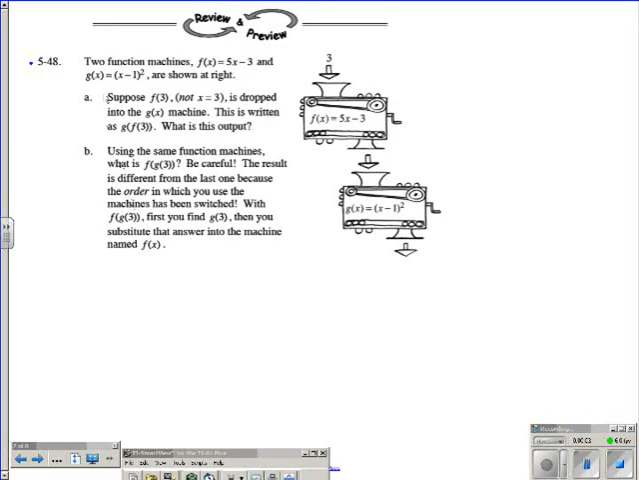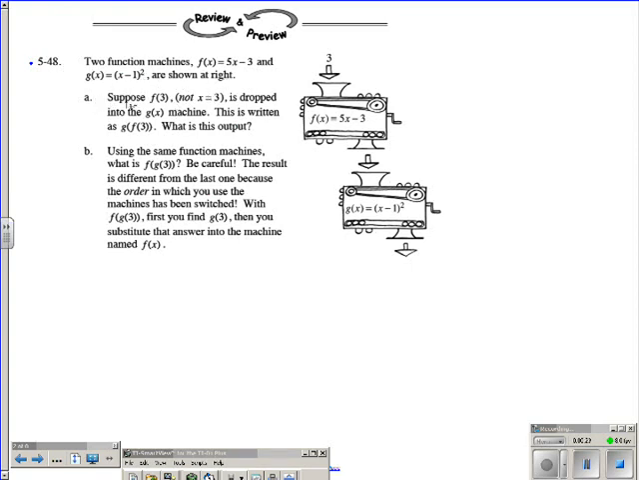Problem 548. Two function machines. The function f of x equals 5x minus 3 and g of x equals the quantity x minus 1 squared are shown at right.